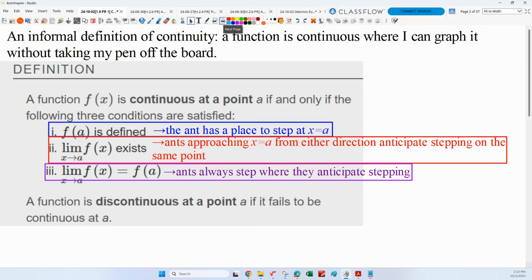Okay, let's look at some examples and apply these criteria to some specific examples. Before we jump to the next page, though, a function is discontinuous at a point A if it fails to meet any of those 3 criteria. Okay. If you fail to meet either of the first 2, would you agree that obviously the third one fails? The third one depends on the first 2 existing, right? Okay.